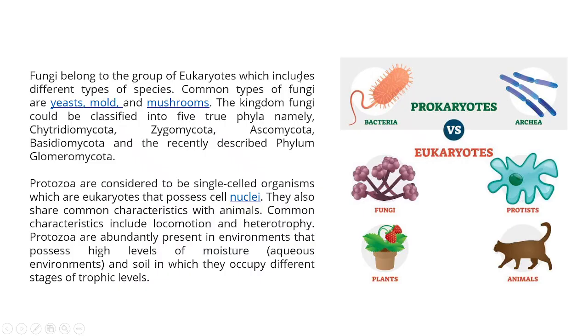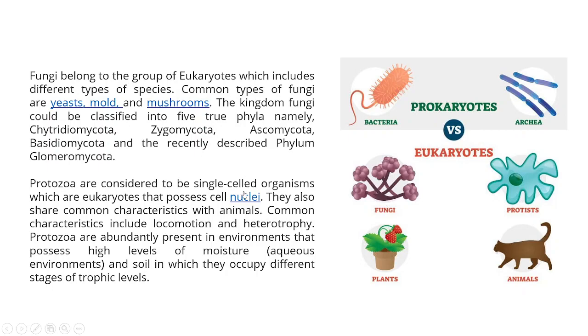So the fungi belongs to the group of eukaryotes, which includes different types of species like yeast, mold, mushrooms, and it can be further classified into true phyla, like it's mentioned here: Zygomycota, Ascomycota, Basidiomycota, etc. And there's a recently described phylum, which is the Glomeromycota. We did not study this or the Chytridiomycota before. I think previously only Zygomycota, Ascomycota and Basidiomycota were known, but Chytridiomycota and Glomeromycota are recently described phyla of fungi. It's a eukaryote, definitely.